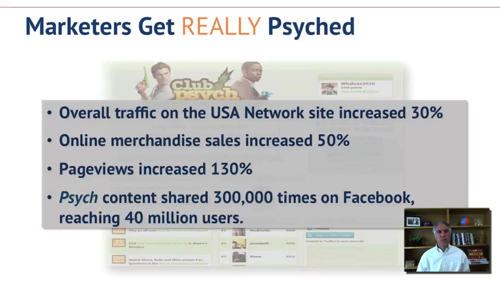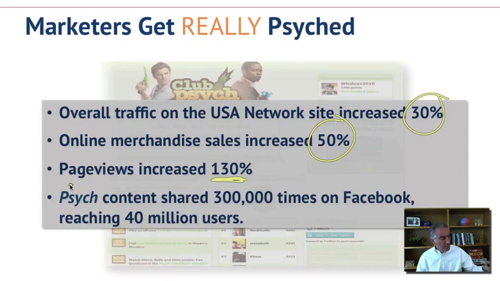So overall visits to the USA Network website went up 30%. Online merchandise sales, a real direct bottom line impact in terms of revenues, went up 50%. Page views on the Club Psych site, or the Psych website overall, went up 130%. They more than doubled the number of views of the site around the show.